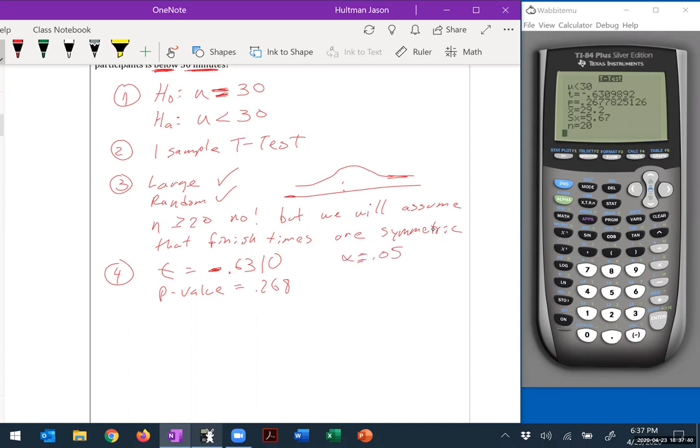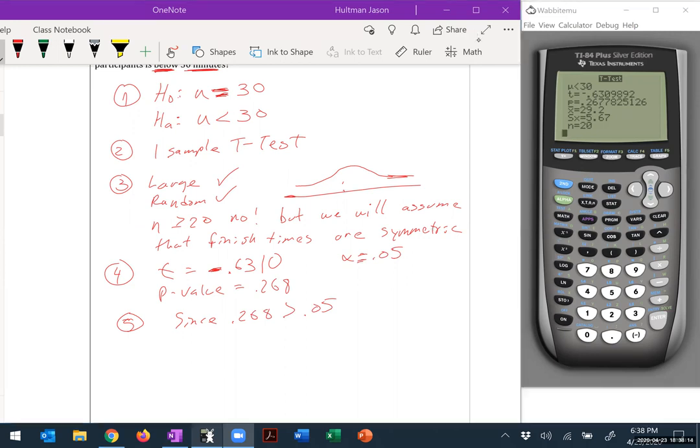So what's my conclusion here? My conclusion is that since 0.268 is greater than 0.05, what happens? Well, do I reject or do I fail to reject? Fail to reject. Yeah, we fail to reject, exactly.